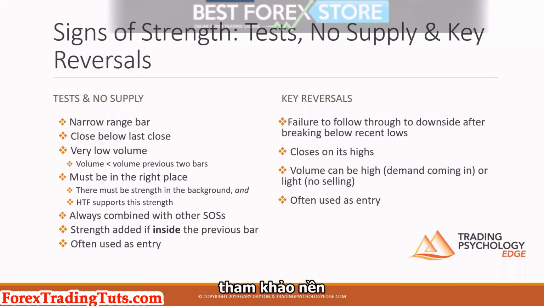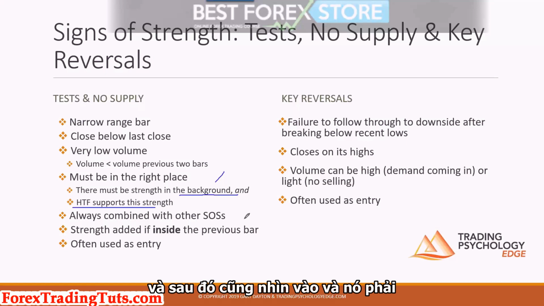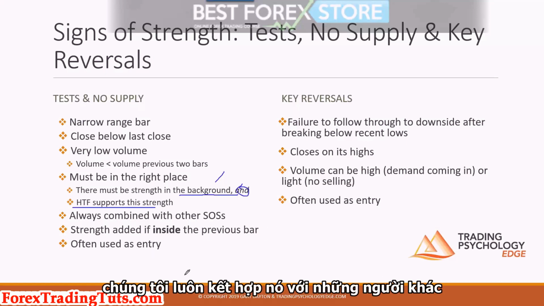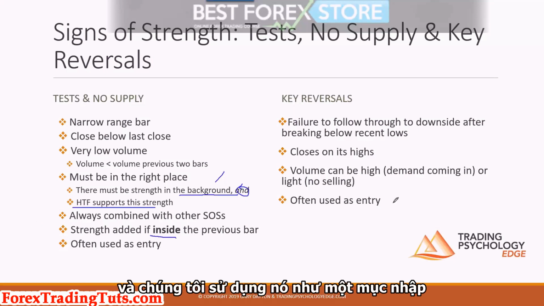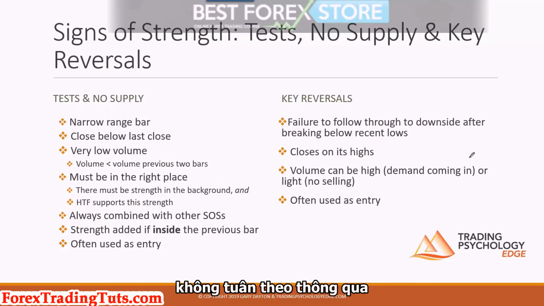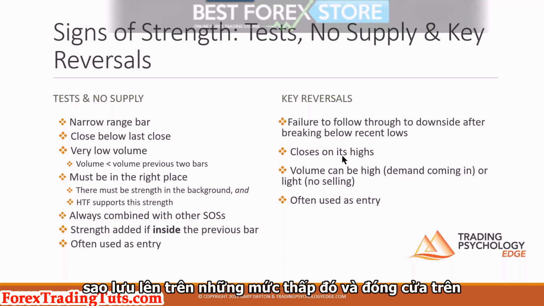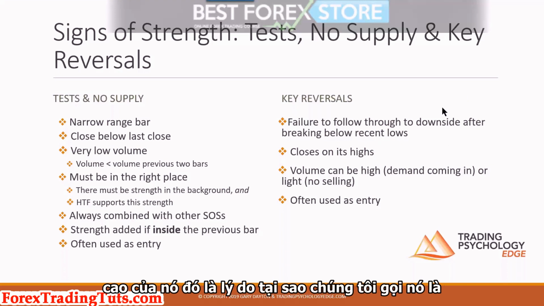When I refer to background, what I'm talking about is the immediate background, what you see on the chart of interest, and it also has to include the higher time frame supporting this. We're always combining it with other signs of strength. Inside bar is the same, and we use it as an entry. Key reversals are like the opposite of the hidden upthrust. It's a failure to follow through to the downside after breaking below the recent lows. It comes back up above those lows and closes on its high. That's why we call it a reversal bar.